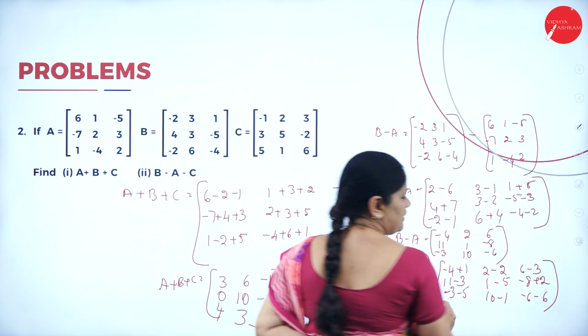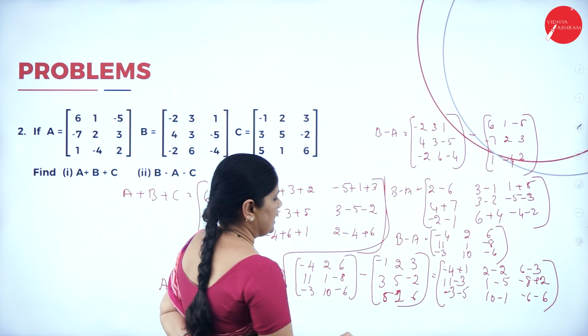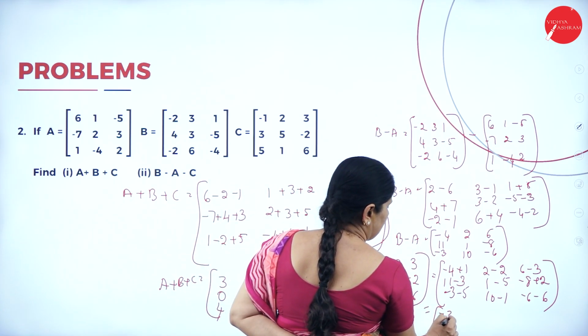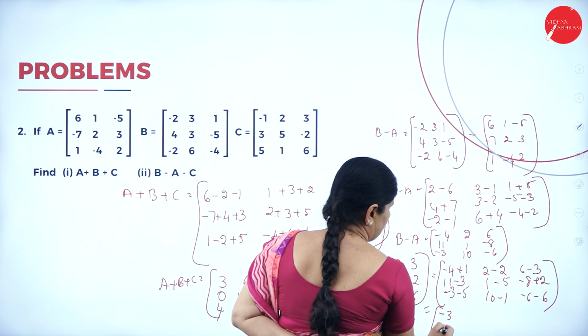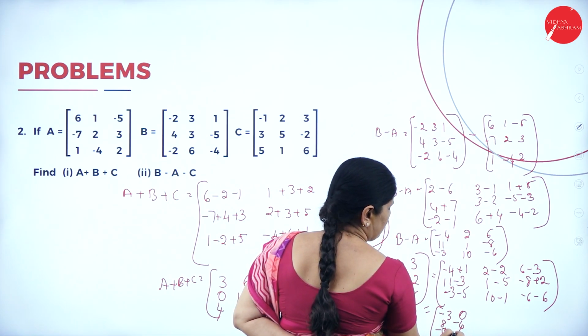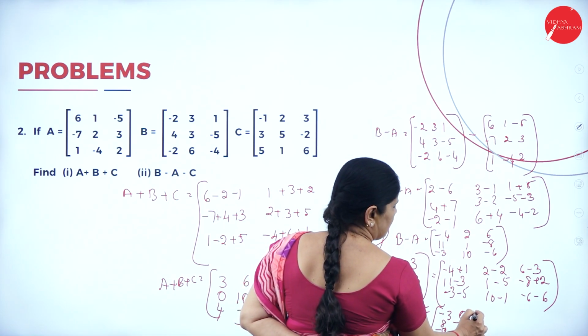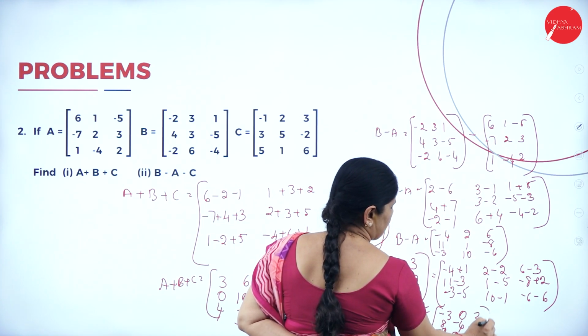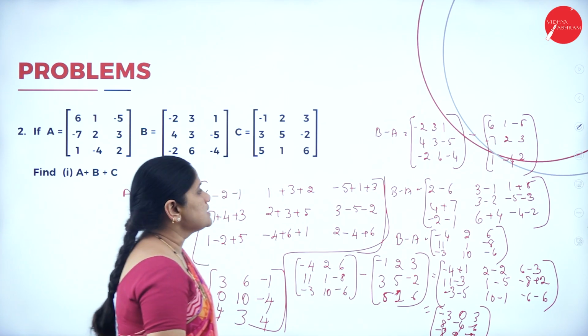So when we simplify this, I get the answer as minus 3, 8, minus 8, 0, minus 4, 9, then 3, minus 6, minus 12. So this is the answer.